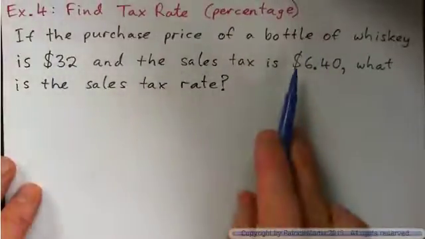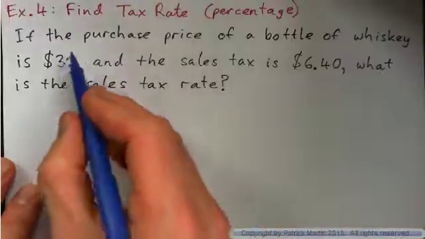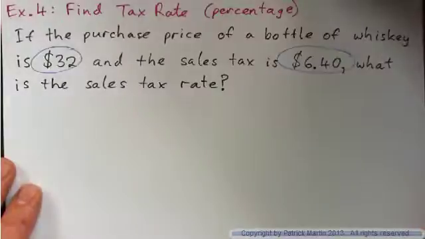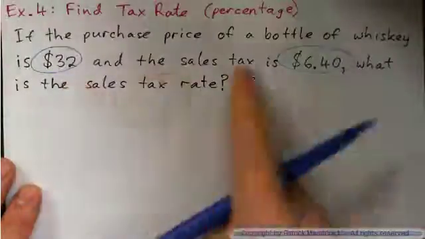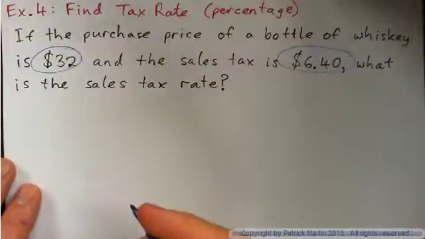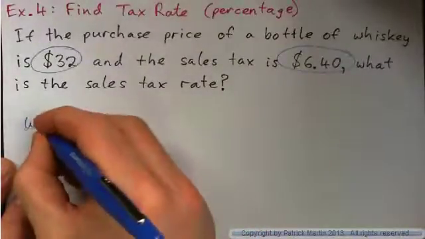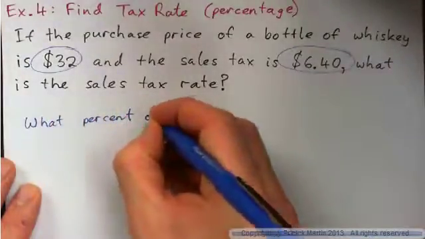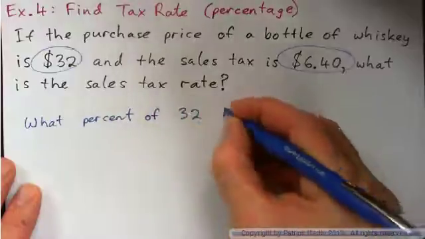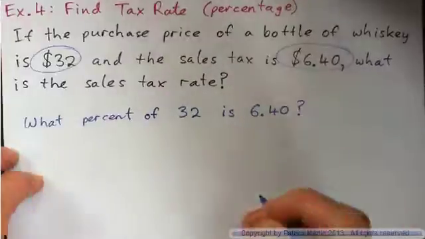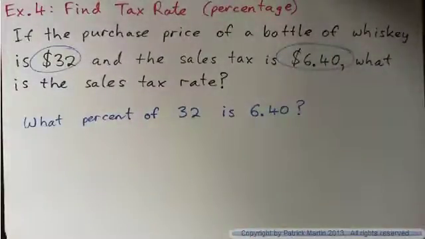Okay, so this is the purchase price. The $6.40 is added on to give a total price of actually $38.40, right? So what's the sales tax rate? In other words, what percent of 32 is 6.40 is the question. What percent of 32 is 6.40, right?